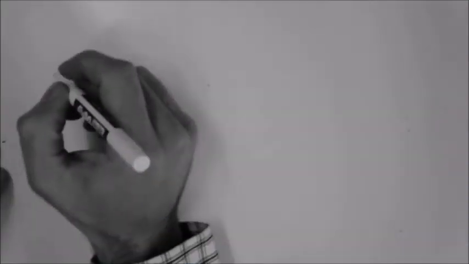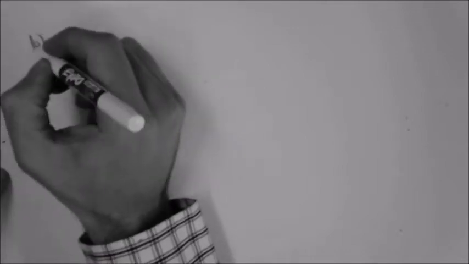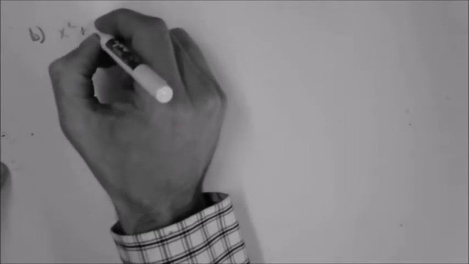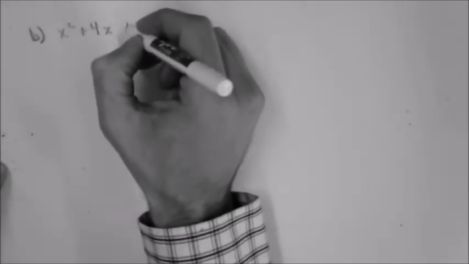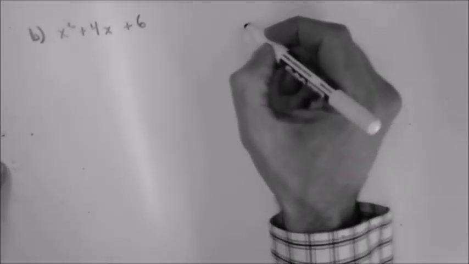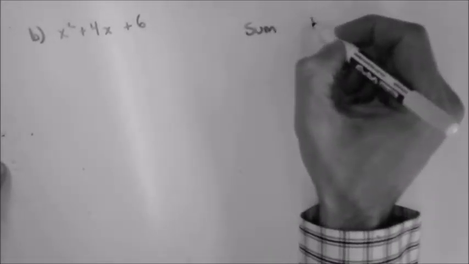Example 1b. b is x squared plus 4x plus 6. Okay, right away I'm going to go over here into my sum and product.